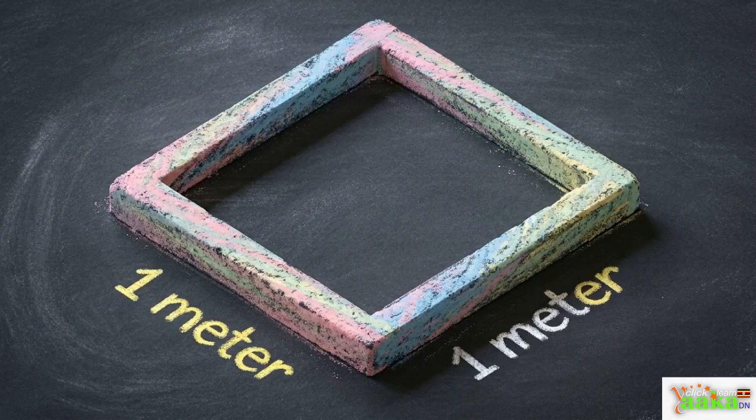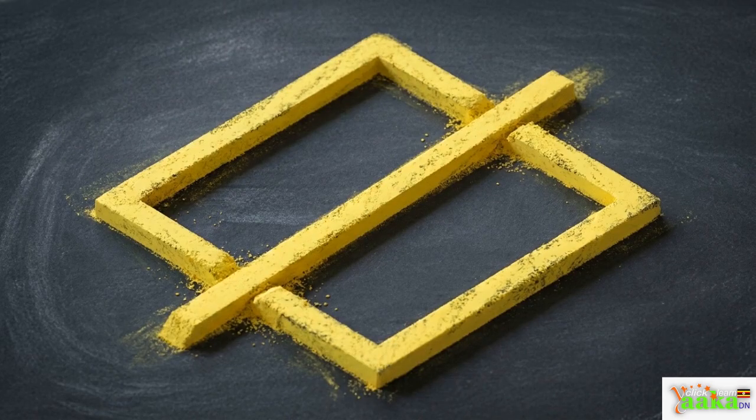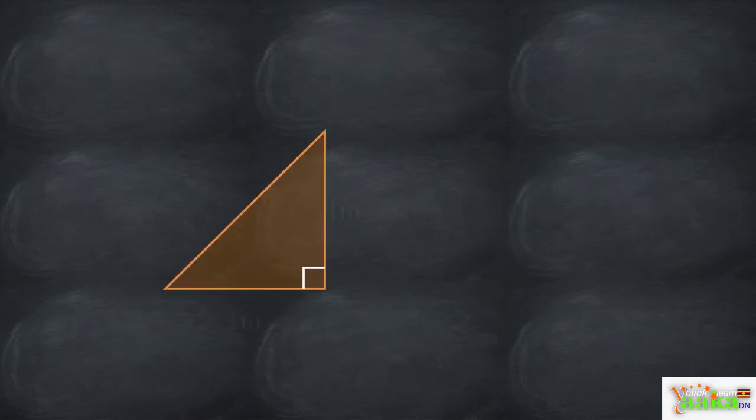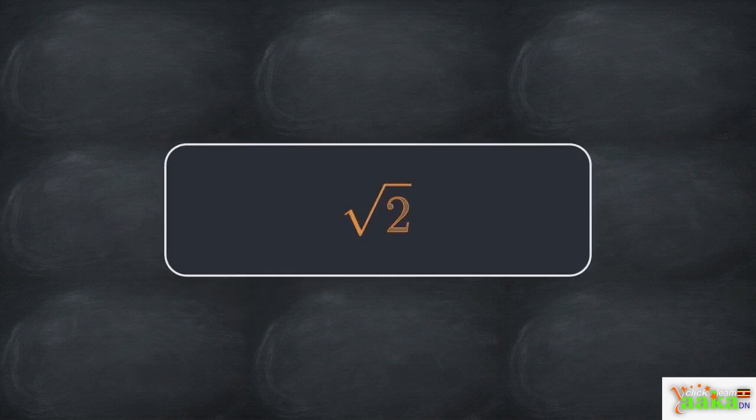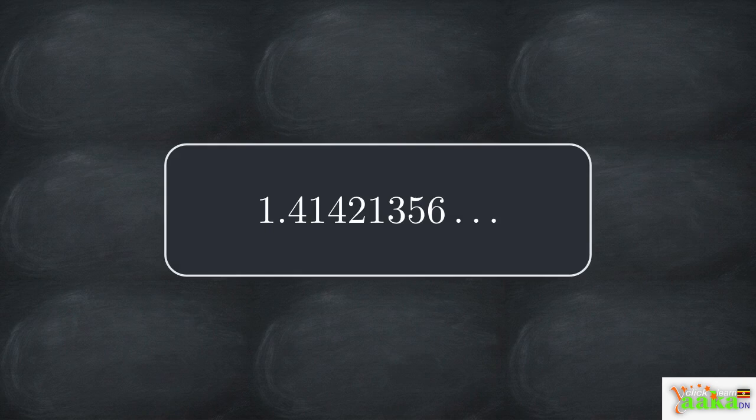Imagine a metal fabricator in Norway building a 1 meter by 1 meter square window frame. To keep the structure rigid, he needs to weld a diagonal crossbar across the middle. Looking at this geometric layout, Pythagoras' theorem dictates that the exact length of that diagonal is the square root of 2 meters. If our fabricator types that into a calculator, he gets 1.41421356, and the sequence goes on forever.